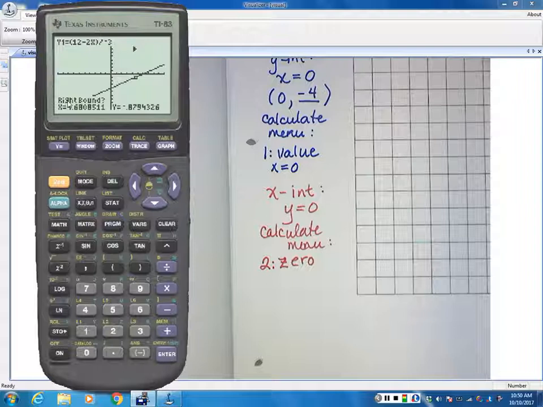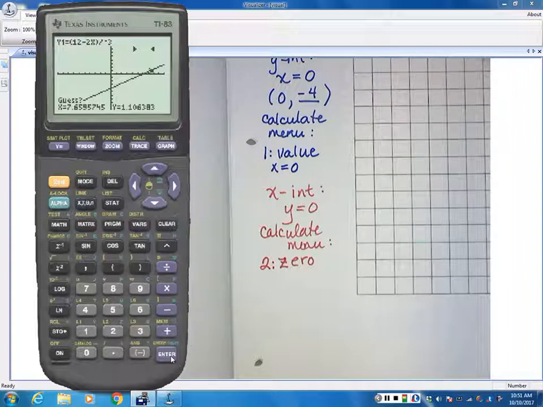And now it's changed its question. It says right bound. What it's telling you is, where do you want me to stop looking? It put my cursor to the right of the X-intercept. So I keep moving the cursor, and what you'll see happen is your y value goes from being negative to being positive, right about there. But I'm going to move a little bit further over so I can see that I'm definitely past that X-intercept. And then I hit enter again.